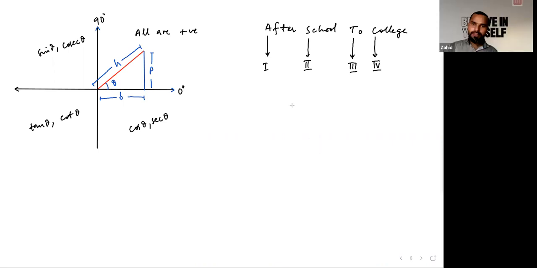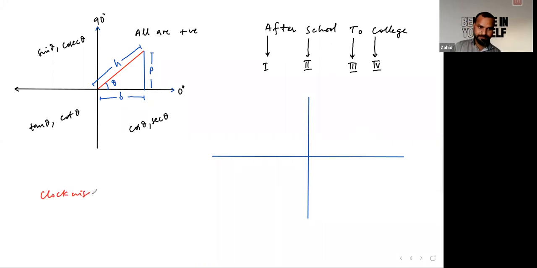Good. Now, the next thing is to define how you convert your angle. For this, I'm defining one rule. While going in anti-clockwise direction, angle would be taken positive, and while going along clockwise direction, angle would be taken negative. So in clockwise direction, measurement of angle would be positive, and in anti-clockwise direction, measurement of angle would be negative.